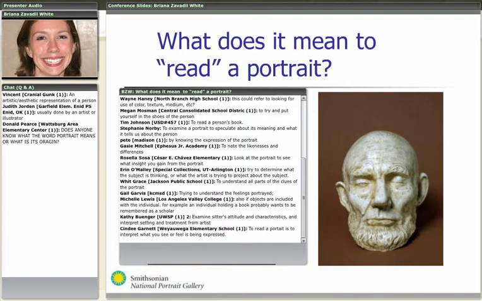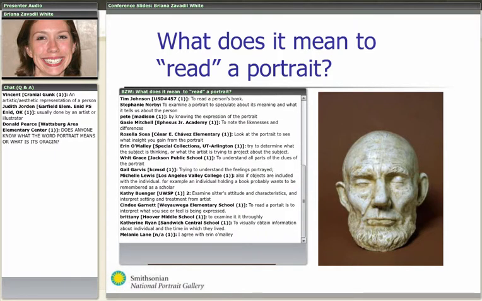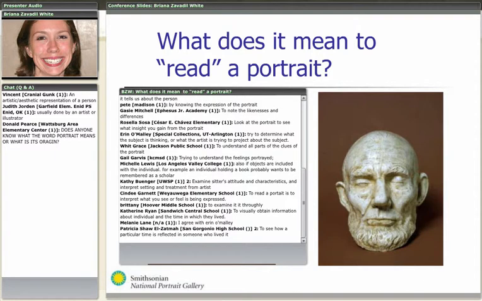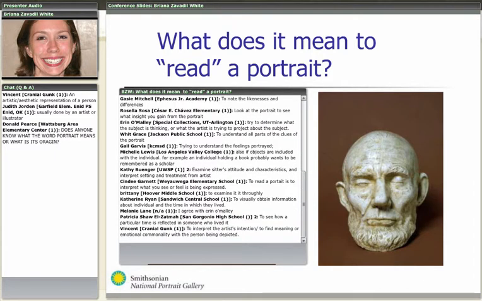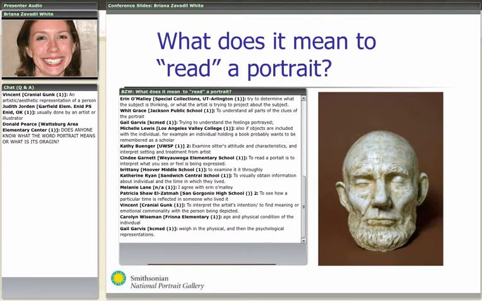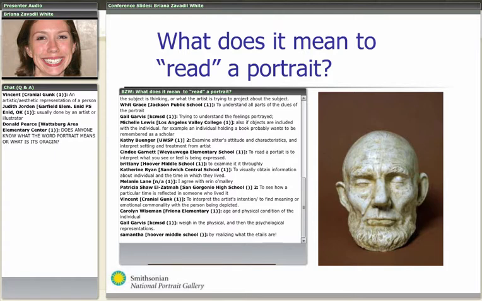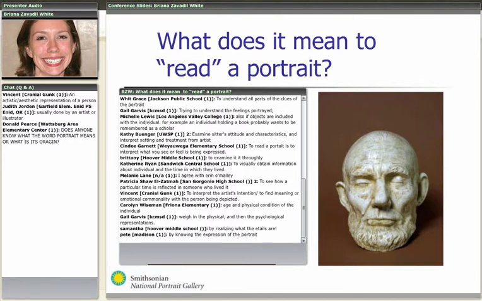I often tell both school groups and teacher groups when visiting the Portrait Gallery that we read a portrait just like we would read a biography. A portrait is simply a snapshot or a moment in time for the sitter, whereas, of course, a biography typically spans someone's life. As we scroll through your responses, I hope you're doing the same, too, because we have a lot to learn from each other here during the conference. And Samantha says that by realizing what the details are, and that is certainly a focus of reading portraiture, is focusing in on the details, focusing in on what you see.